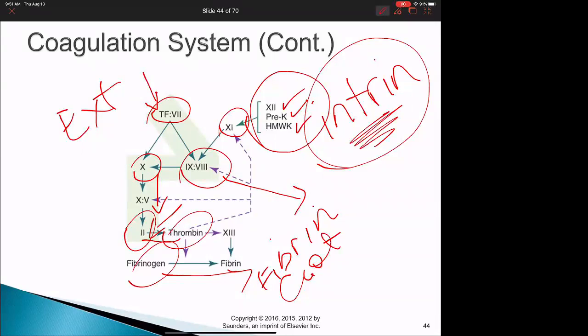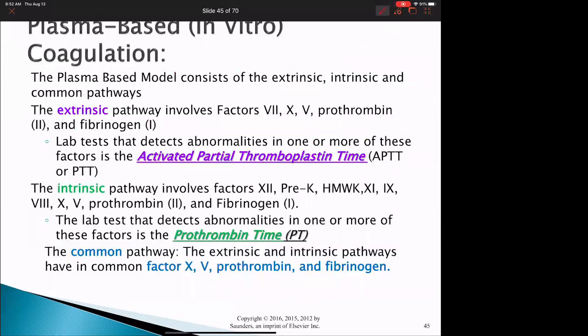So we have two different cascades here. We have the extrinsic and the intrinsic. Again, this is your plasma-based model of coagulation, okay? I'm gonna keep talking about it so that it'll pretty much get engraved in your brain, okay? So, any questions so far?